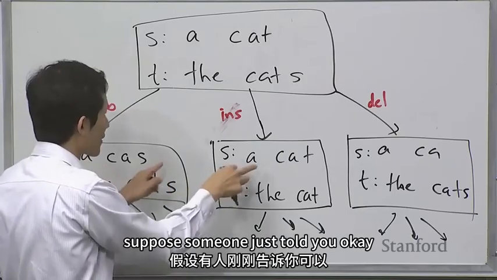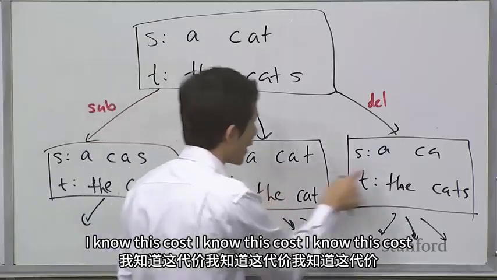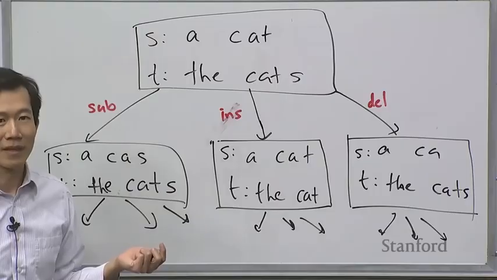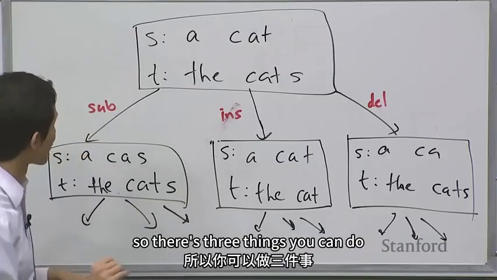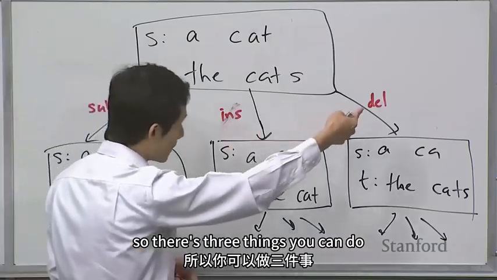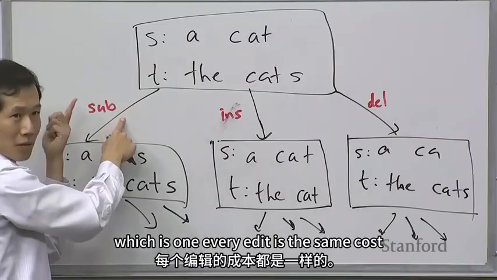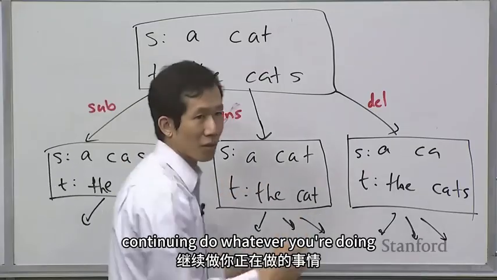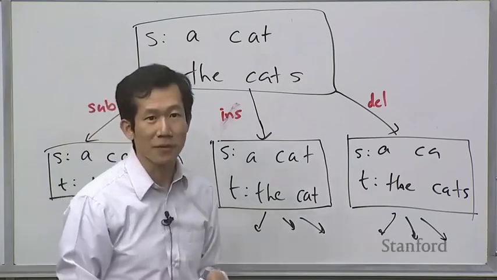Suppose I've solved this. Suppose someone just told you, okay, I know this cost, I know this cost, I know this cost. What should you do? Yeah, you should take the minimum, right? Remember, we want to minimize the edit distance. So there's 3 things you can do. Each of them has some cost of doing that action, which is 1. Every edit is the same cost. And then there's a cost of continuing to do whatever you're doing. And so we're just going to take the minimum over those.